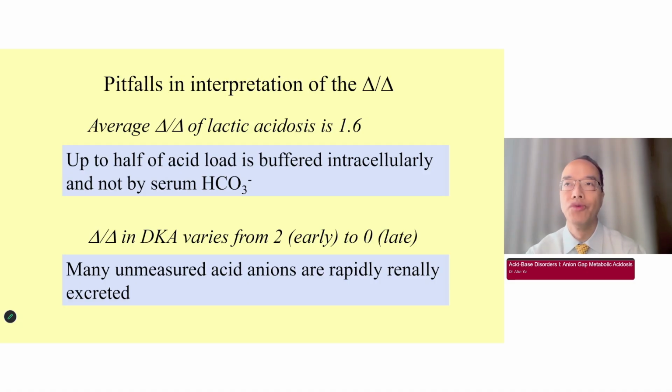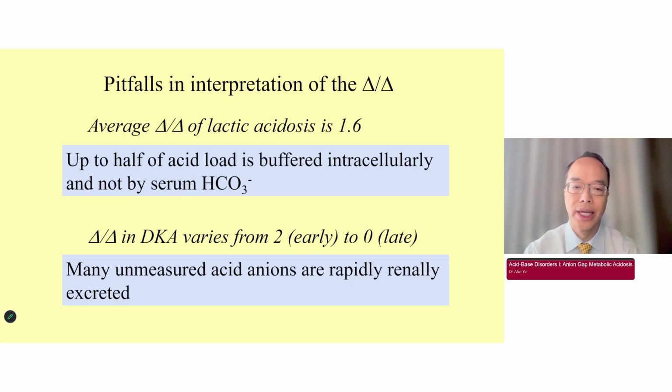So, for example, we gave the example of a simple lactic acidosis. Well, in a simple lactic acidosis, the delta-delta average is about 1.6 when you measure it empirically. And that's because not all of this acid load is buffered by your serum bicarbonate. Some of it, maybe up to half, is buffered by entering into the cells intracellularly. And so that part of the acid load is not used to lower your serum bicarbonate.